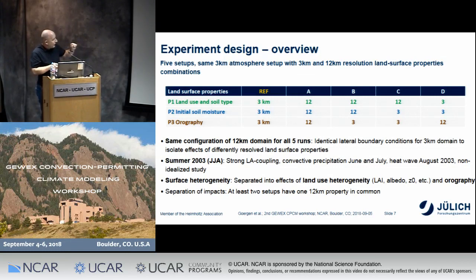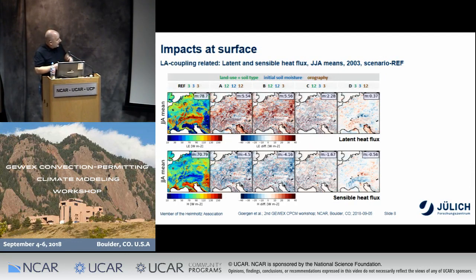And we look at summer 2003. We have strong land-atmosphere coupling during that summer. We had convective precip in June and July, and then this famous heat wave of August 2003. And it's a non-idealized study. I mean, we always have to consider this. Looking at some of the results, impacts at the surface, briefly how this is organized.